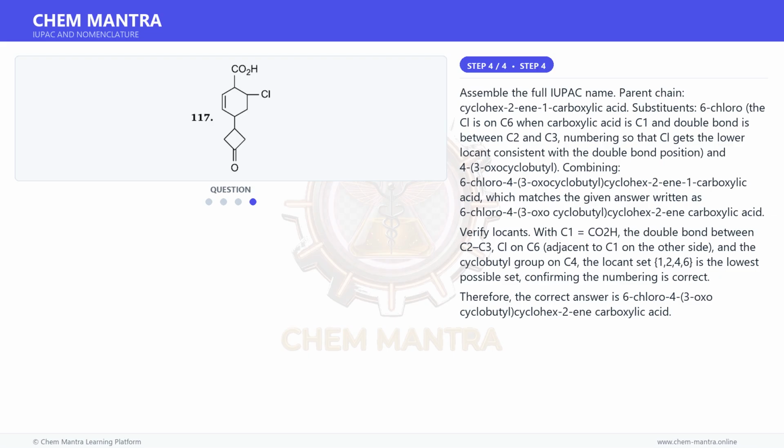6-chloro-4-(3-oxocyclobutyl)cyclohex-2-ene-1-carboxylic acid, which matches the given answer, written as 6-chloro-4-(3-oxocyclobutyl)cyclohex-2-ene carboxylic acid.